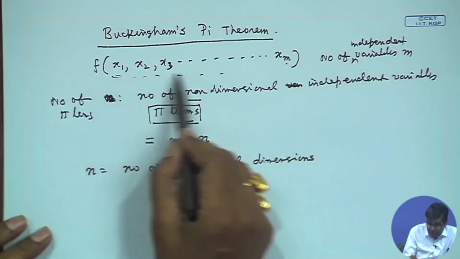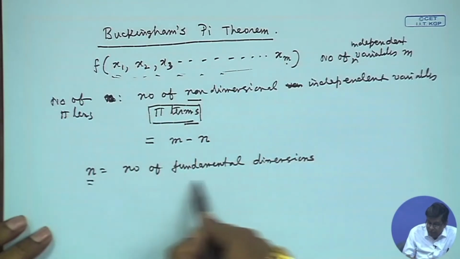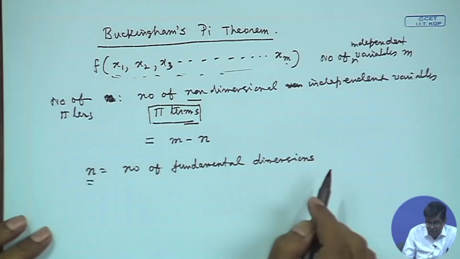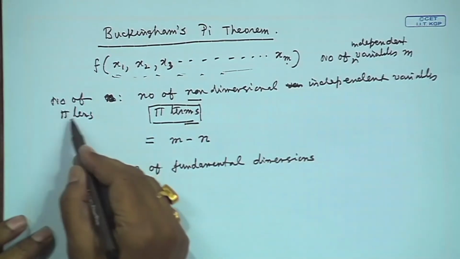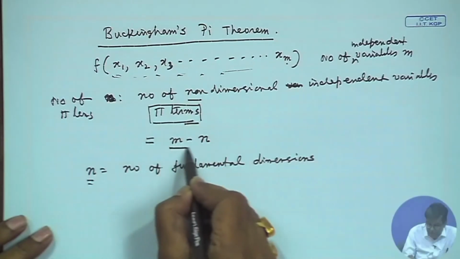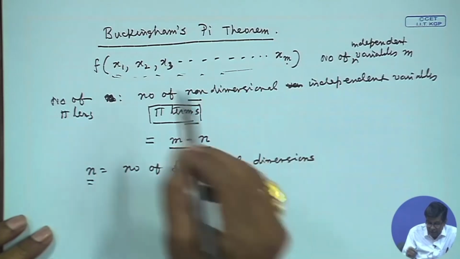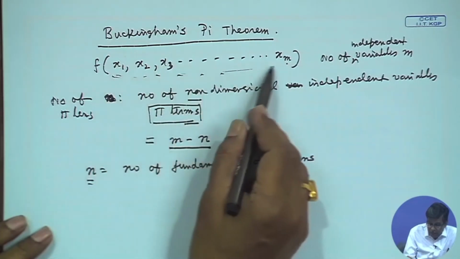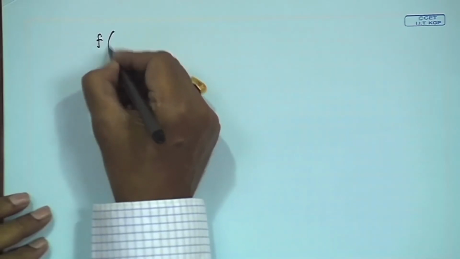And if these m variables can be expressed in terms of n fundamental dimensions like mass, length, time, temperature, then the number of these non-dimensional independent variables pi will be m minus n, where n is the number of fundamental dimensions in which these m variables can be expressed. Now, this can be worked out. How to find out this number of pi terms? To find this out, we have to do this.